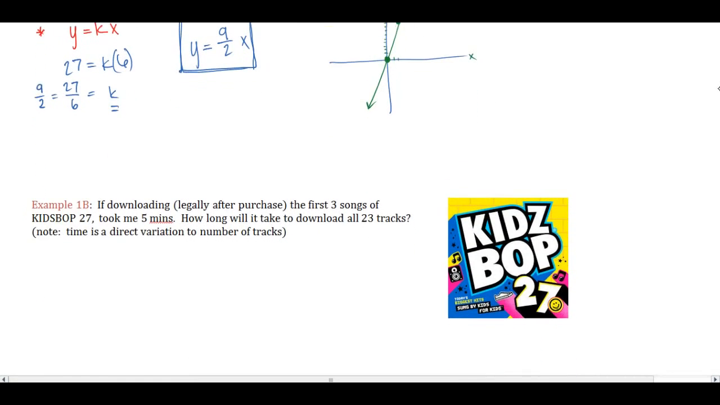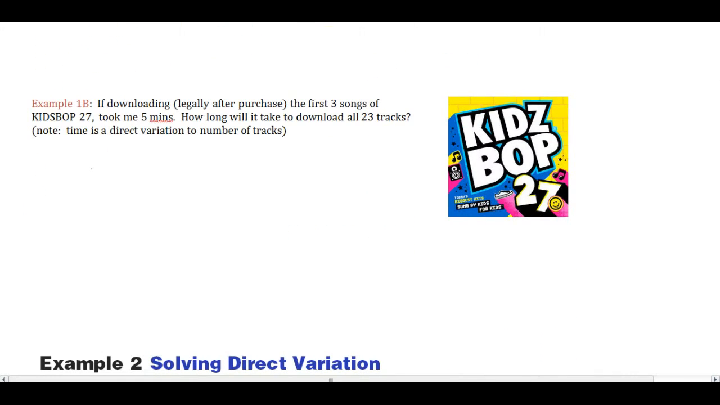All right, let's move on. All right, now let's do a real life Kids Bop example, right? I love Kids Bop. They're one of my favorite artists, and I just have to admit that I just got Kids Bop 27. After downloading the first 3 songs of the Kids Bop album, it took me 5 minutes. So how long is it going to take to download all 23 so then I can sit back, relax, and enjoy the music? So let's set it up.